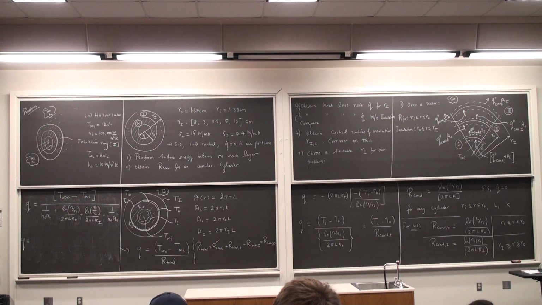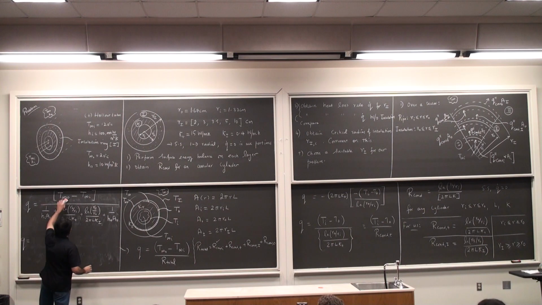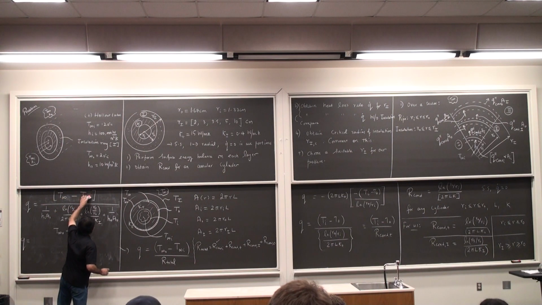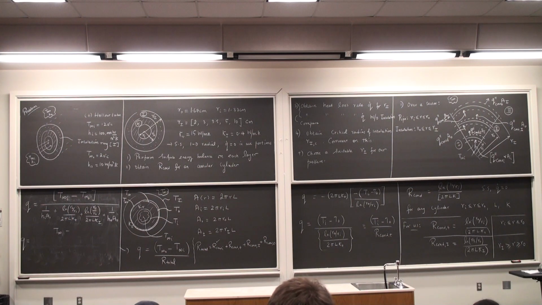I'm going to unpack this further. Wherever I see an area, I'm going to write the actual area itself. So this is T infinity I, I'm sorry, this is I minus O. Hotter minus colder, right? That's typically the flow of heat.